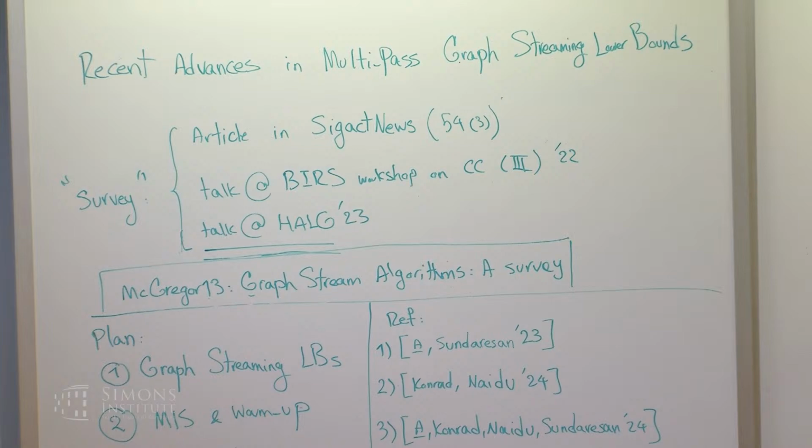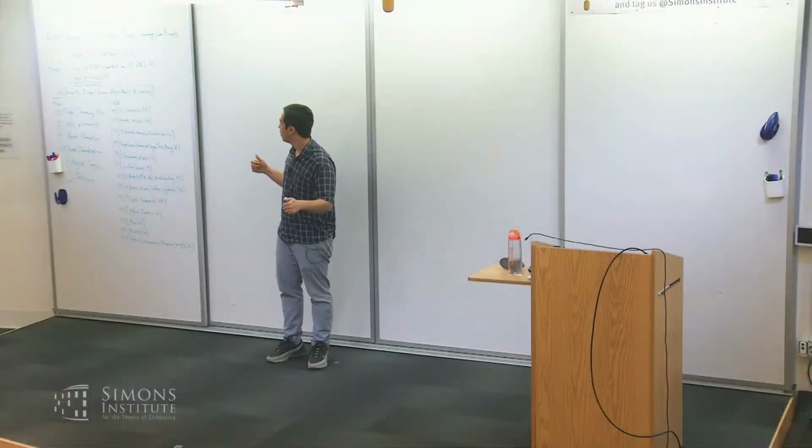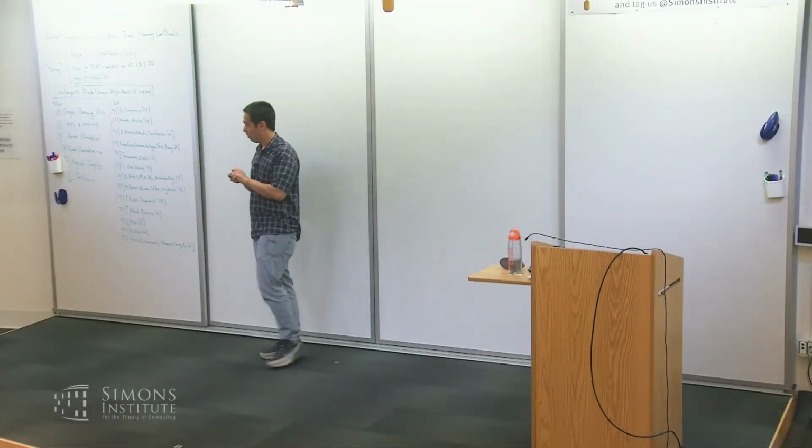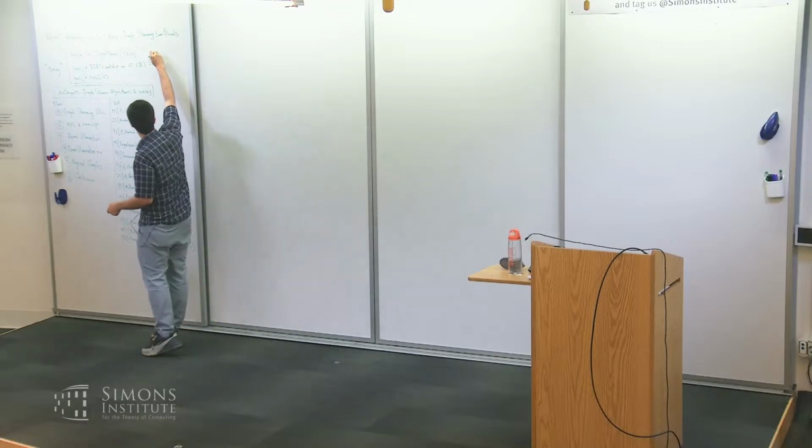So, all right. Good. So I'm going to talk about recent or new advances in multipass graph streaming lower bounds. Again, at any point, just stop me, ask questions. I was given two options, decide between survey and tutorial, and I was thinking between them. I'm going to do the tutorial part, so this is really not going to be a survey-ish talk.